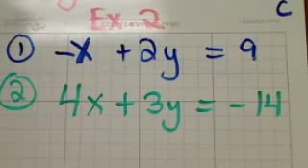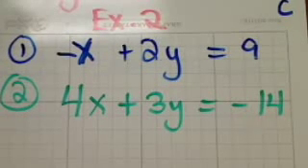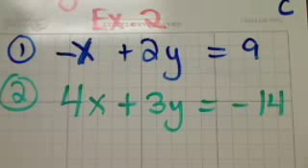We have equation number 1, which is minus x plus 2y equals 9, and a second equation in green here, 4x plus 3y equals minus 14. So we look at these two equations, and we're looking at what we're going to do.